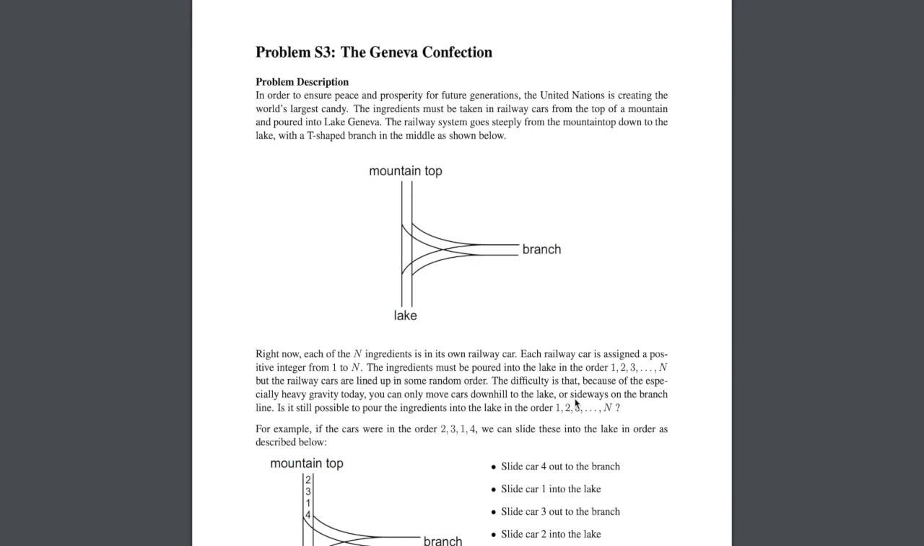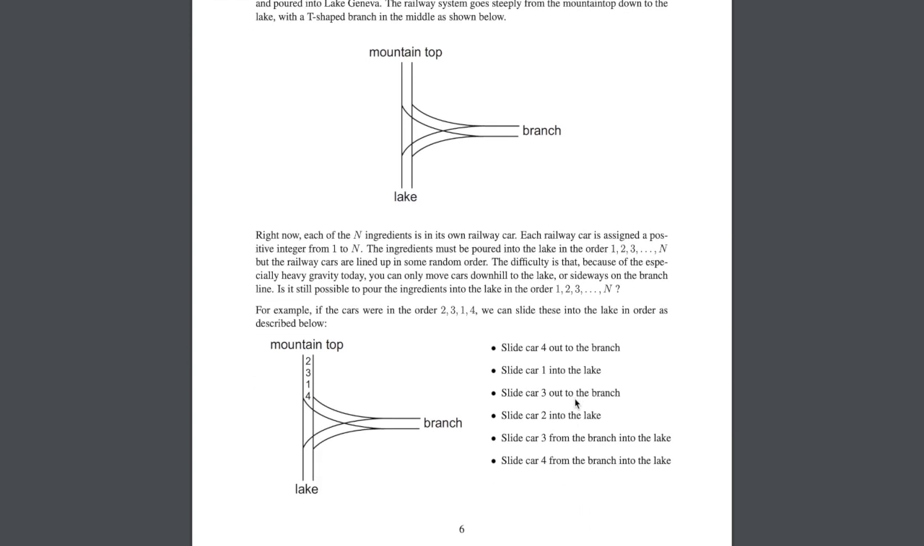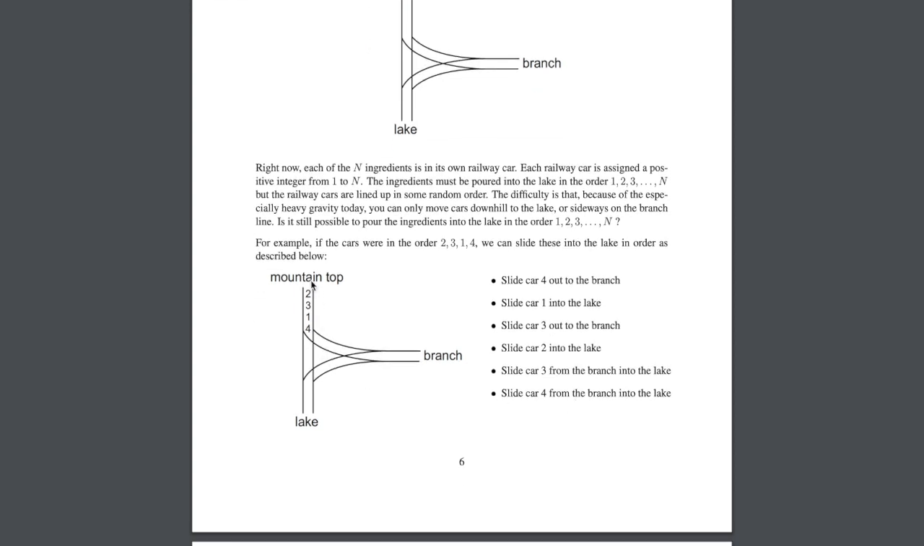Hi everyone. So today we're going to be looking at the Geneva Confection, which is an S3 problem from 2014 from the CCC Waterloo Computing Contest. Basically, we have a list of railway cars, each assigned a positive integer from 1 to n, as seen here, and they're on a mountaintop. And our goal is to get them in order in the lake.